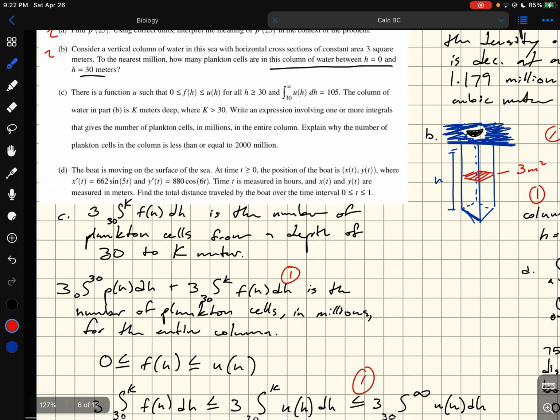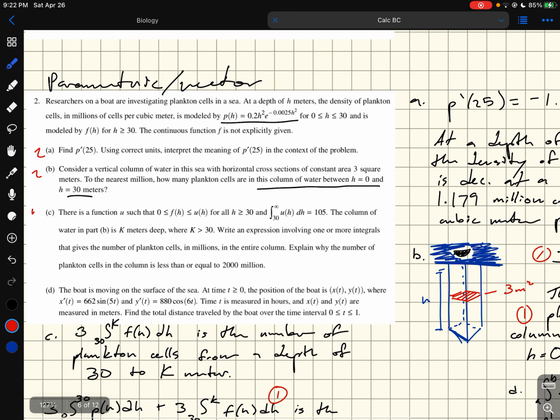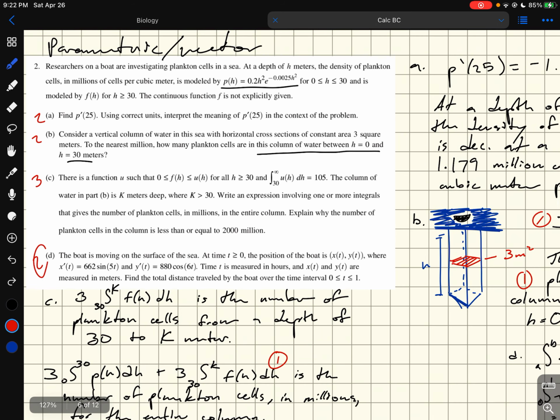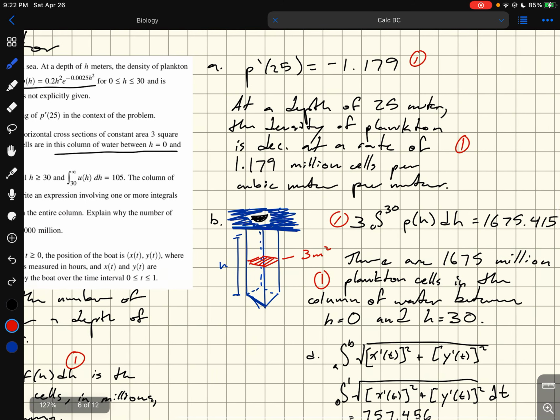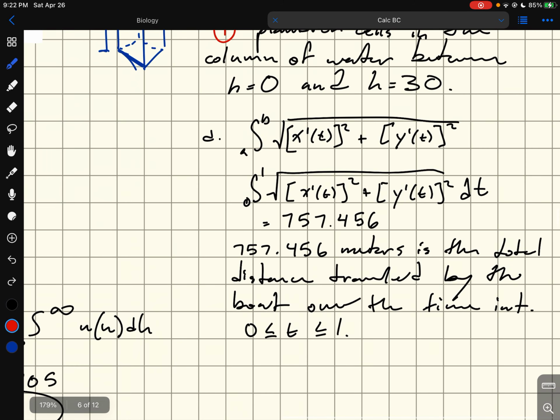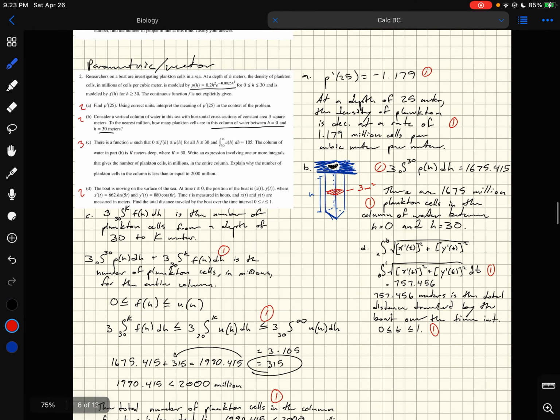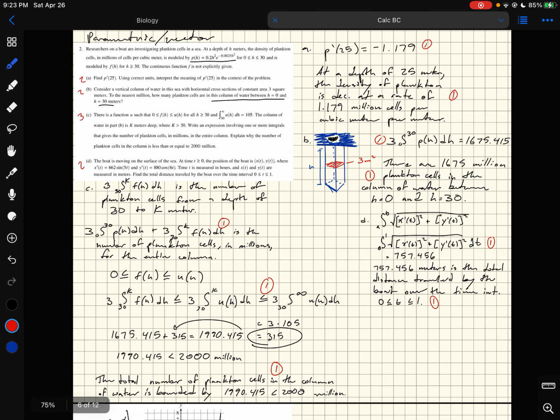So this one's also 2 points. Oh, I forgot to write this. The 3, 2. So 2, 4, 5, 6, 7. 1, 2, 3, 4, 5, 6, 7, 8, 9. Okay, so it's a total of 9 points. I don't know why I said 7. So 2 points: you get 1 for this integral with arc length, and then 1 for your answer. So that is number 2 about parametric.